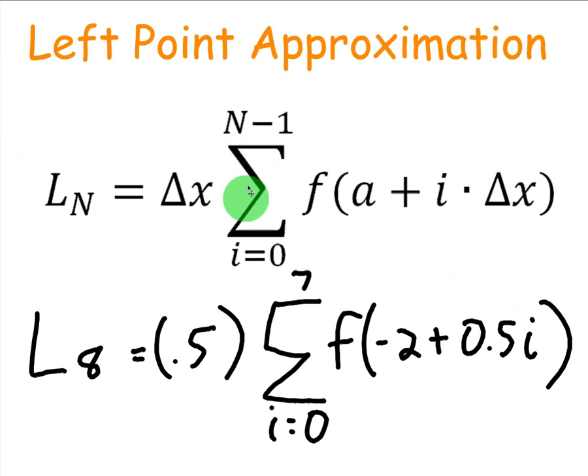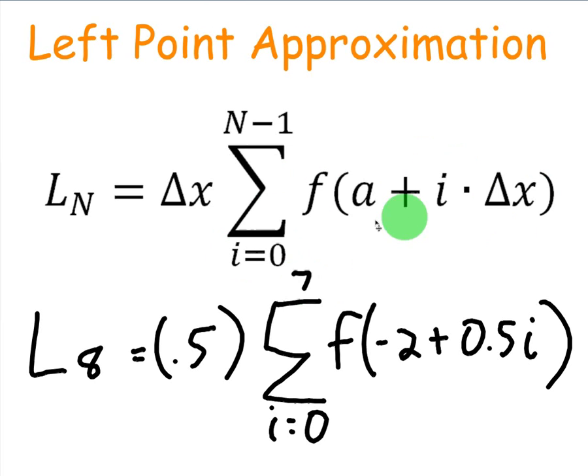Now for each summation notation, you have a counter, okay? You can either start at 0 or 1, depending on the application. For left point approximation, we're going to start at 0. I'm going to explain why. Your counter doesn't have to be I. Sometimes people use J, okay, but I comes before J, so we're just going to use I equals 0 first. Now let's talk about these components inside our summation notation.